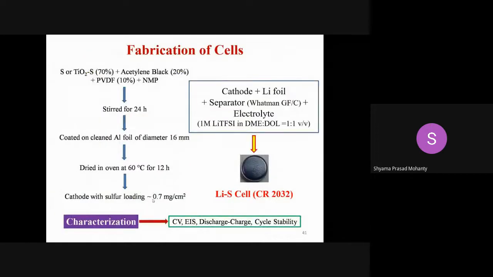The fabrication of these cells starts with preparation of the paste for the sulfur cathode, with some conducting carbon, binder and solvent. You prepare the paste, coat it on aluminum foil, and then dry it, and you will get some sulfur loading. And finally, with a lithium anode, electrolyte, and a separator, you can fabricate these kinds of coin cells.